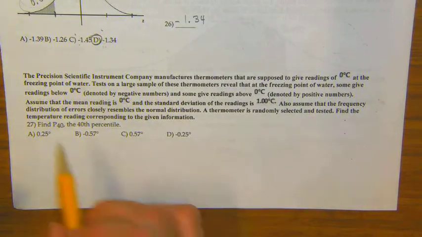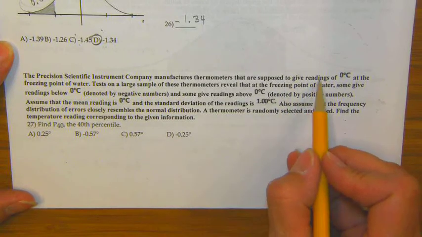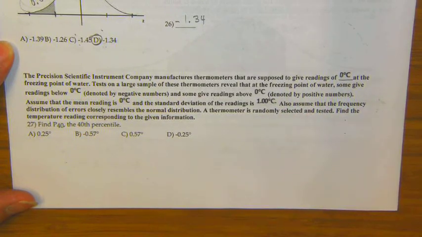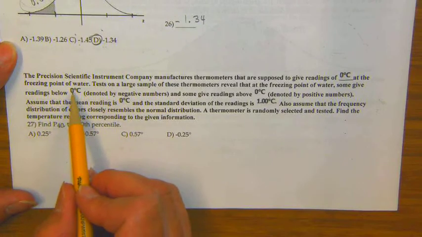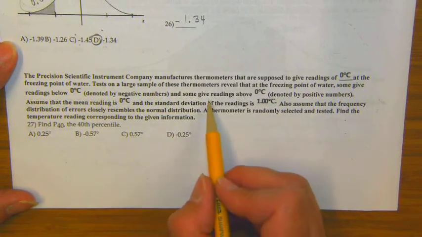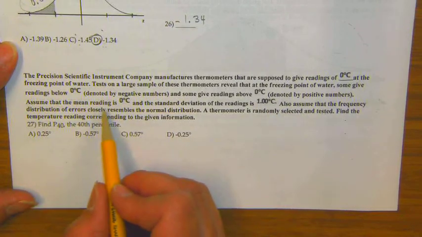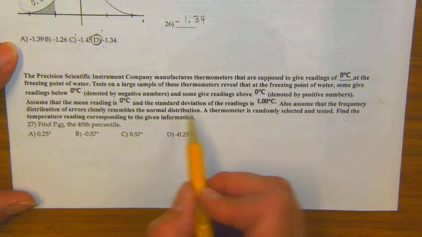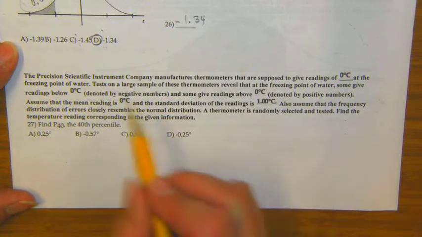It says the Precision Scientific Instrument Company manufactures thermometers that are supposed to give readings of 0 degrees Celsius at the freezing point of water. Tests on a large sample of these thermometers reveal that at the freezing point of water, some give readings below 0 degrees Celsius and some give readings above 0 degrees Celsius. Assume that the mean reading is 0 degrees Celsius and the standard deviation of the reading is 1 degree Celsius. So what does this sound like? It sounds like we have a standard normal distribution with mean 0 and standard deviation 1.